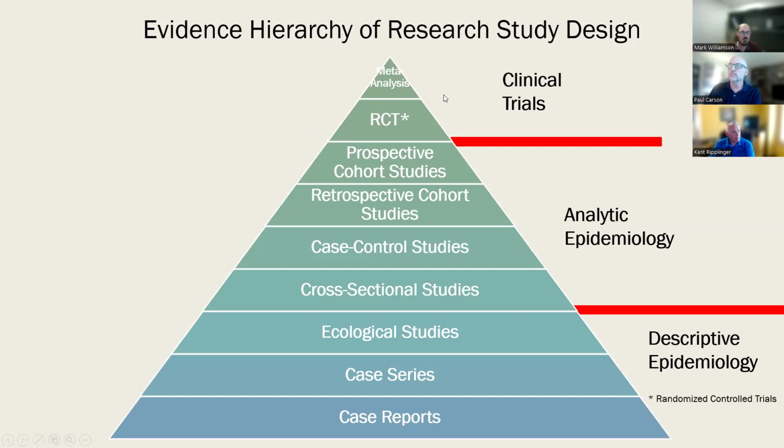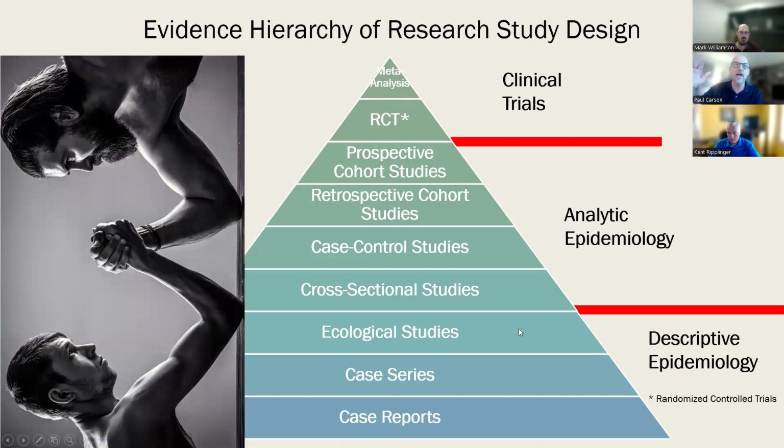But then when you get below that, if you will, we're looking at epidemiologic studies, either analytic epidemiology or descriptive epidemiology. And you see these other types of study designs that we're going to go into today: cohort studies, case control studies, cross-sectional studies, ecologic studies, and then case reports and case series. These are not created equal. So as you move up this hierarchy, they get stronger, meaning that any inferences or associations are much more likely to be true or causal.